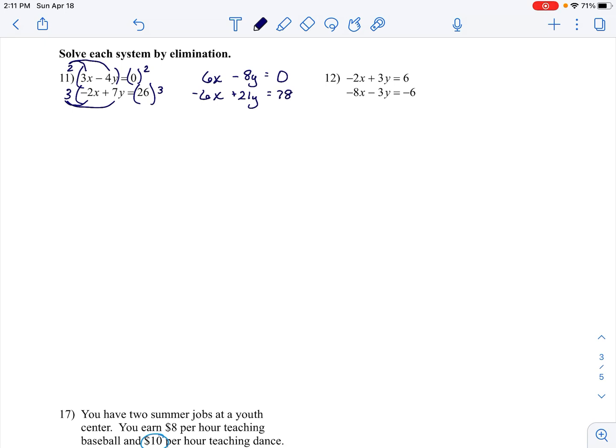So I forced additive inverses to exist. I'm going to add them together so these eliminate, and I will have negative 8y plus 21y to combine, which is 13y equals 78 when I add those together. So I'm going to take that 78 and divide it by 13, and I'm going to get a 6. So my solution has a y coordinate of 6.